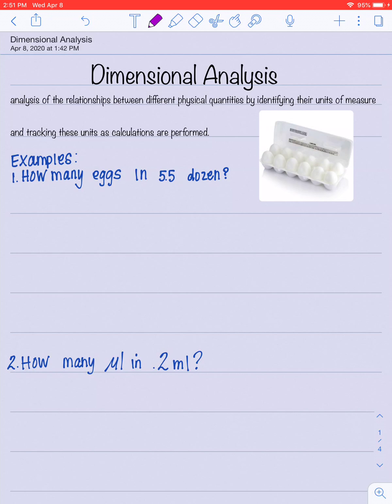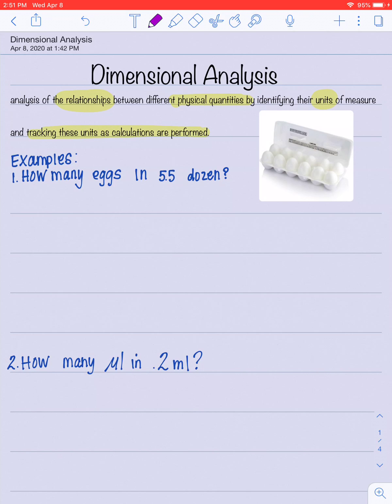Dimensional analysis is defined as the analysis of the relationships between different physical quantities by identifying their units of measure and tracking these units as calculations are performed. So, couple key things here. We're going to have to understand the relationships between different physical quantities. We're going to have to spend a lot of time playing with units and keeping track of these units as we do calculations. So let's jump in and see exactly how it works.